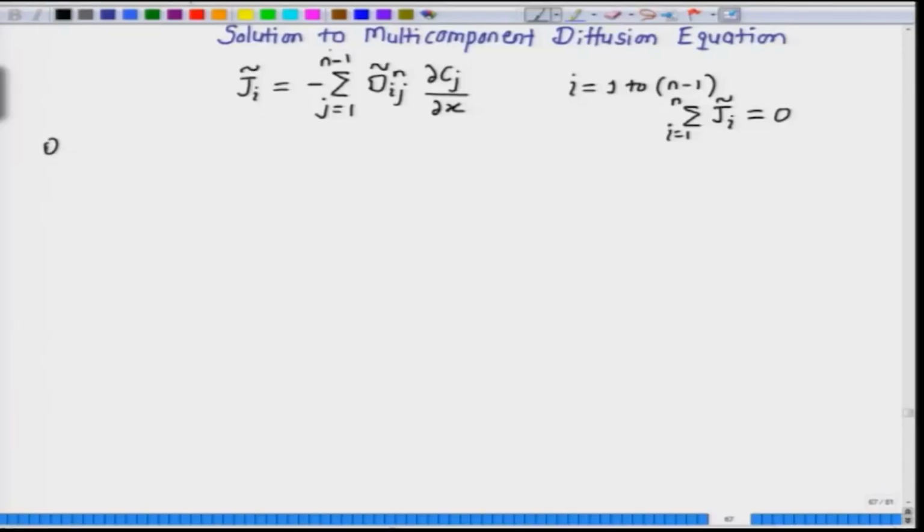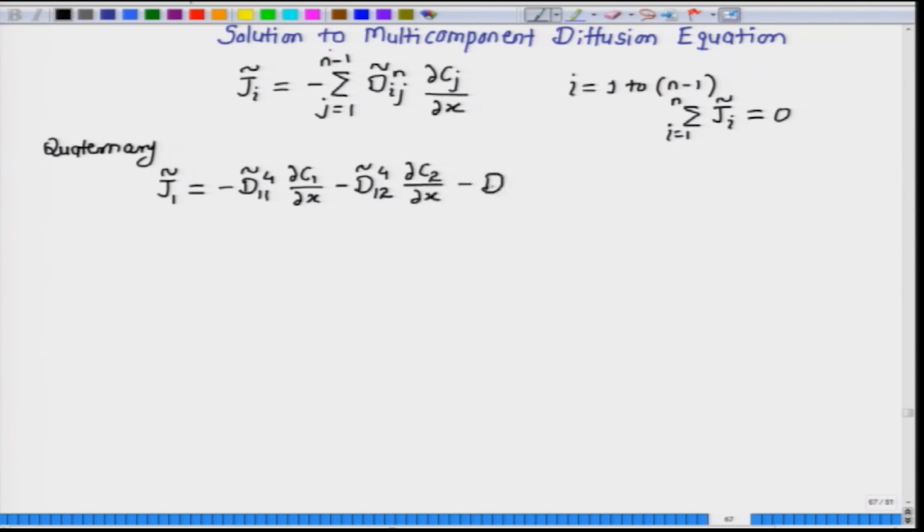If we consider as an example a quaternary system, which means there are 4 components, so 3 components are independent. So, we can write 3 interdiffusion fluxes. The flux J 1 tilde is given by minus D 11 tilde 4 dou C 1 by dou x minus D 12 tilde 4 dou C 2 by dou x minus D 13 tilde 4 dou C 3 by dou x.